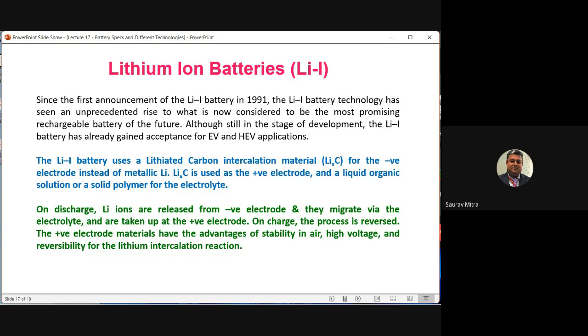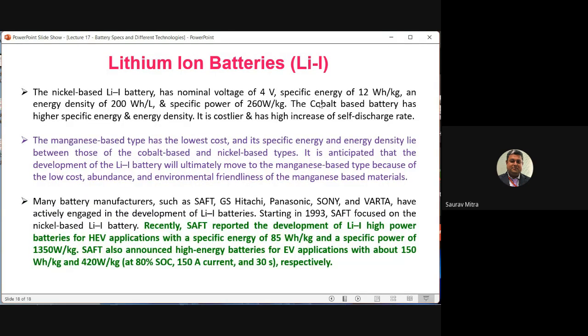The positive electrode material has the advantages of stability in air, high voltage, reversibility for the lithium intercalation reaction, etc. So a little bit of understanding of the lithium-ion battery you can find from this slide, and they are giving some specifications: 4 volt, specific energy 120 watt hour per kg, energy density 200 watt hour per liter, specific power 200 watt per kg. The cobalt-based battery has this. So some of the details you might remember.